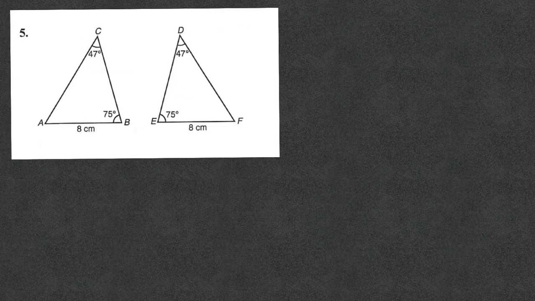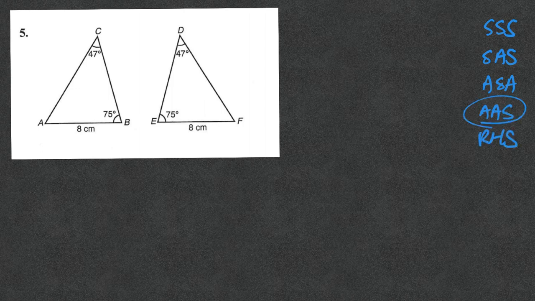Here comes the final example, the 5th one, talking about the last reason. Do you remember which one is missing? Let's have a recall. There are 5 conditions: SSS, SAS, ASA, AAS, and also RHS. The last one is AAS, which is missing in the previous 4 examples. Now we come to the work.